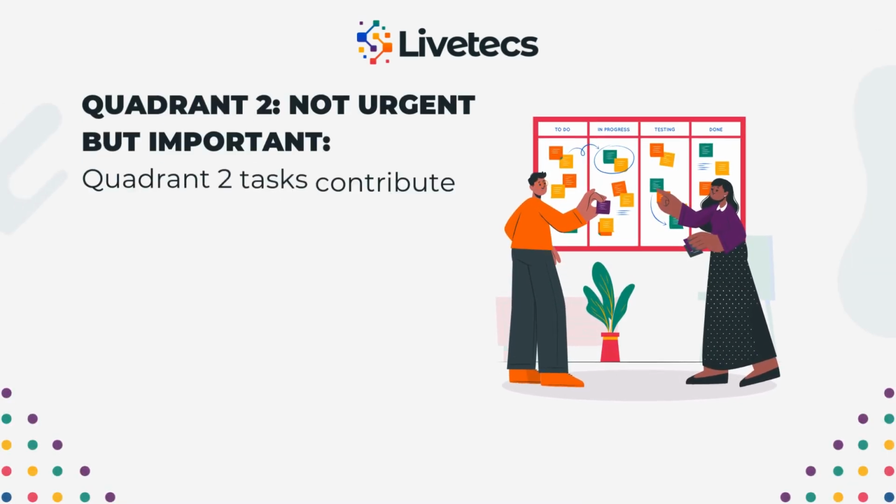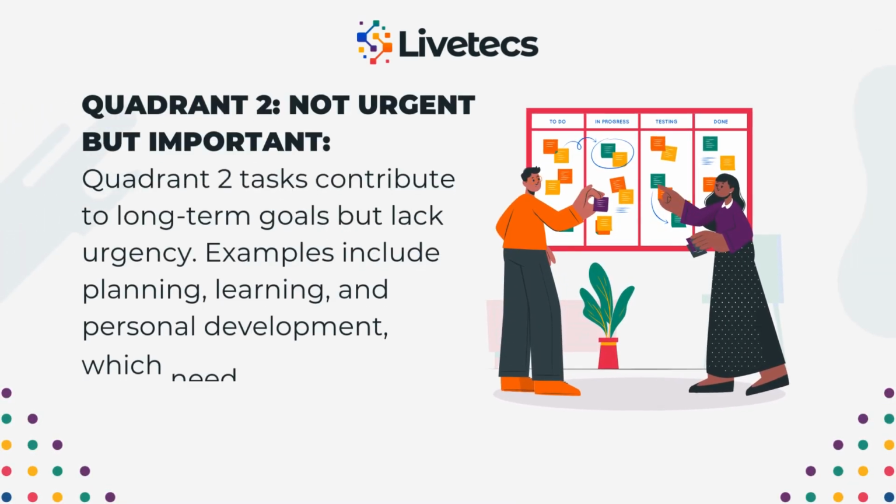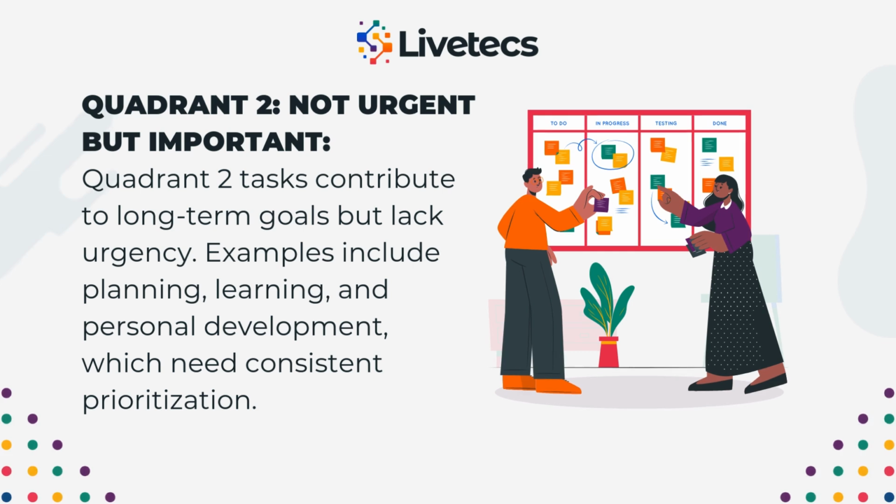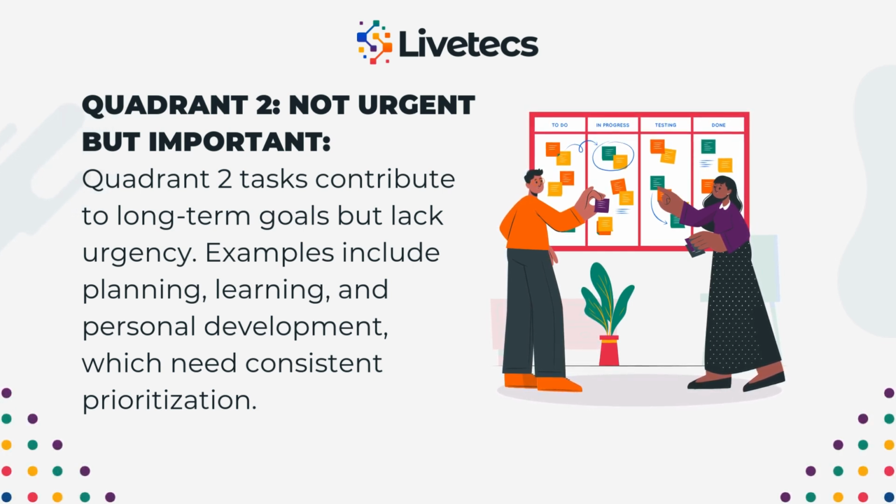Quadrant 2, not urgent but important. Quadrant 2 tasks contribute to long-term goals but lack urgency. Examples include planning, learning, and personal development, which need consistent prioritization.